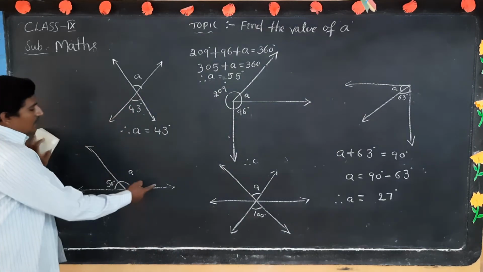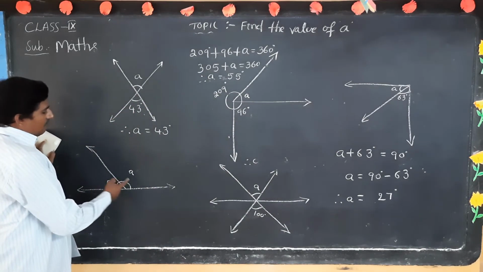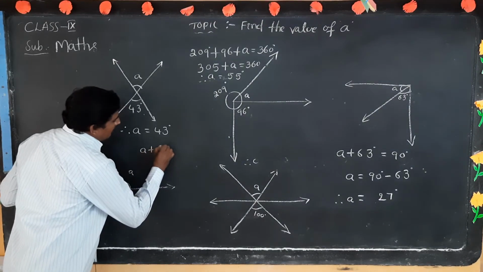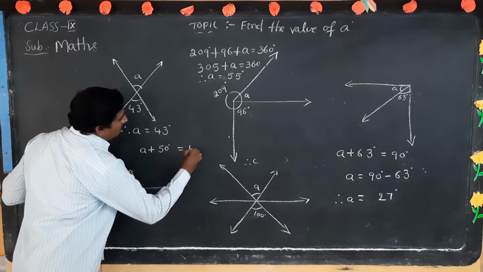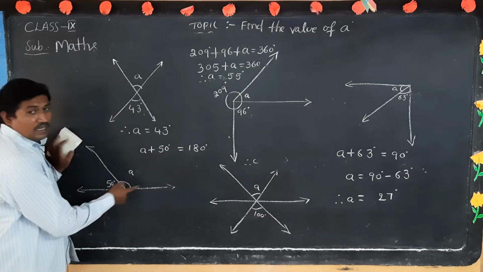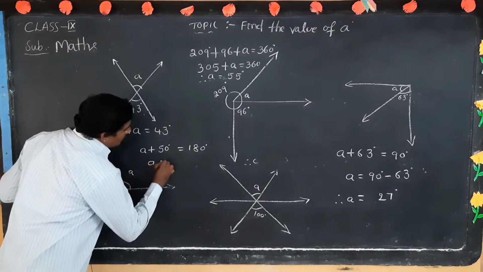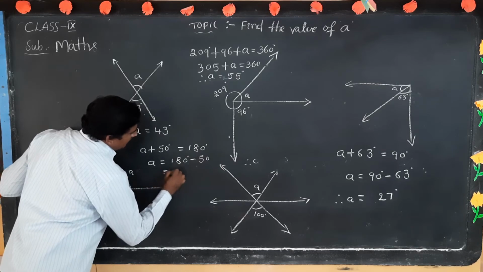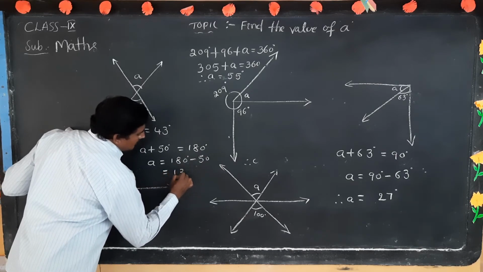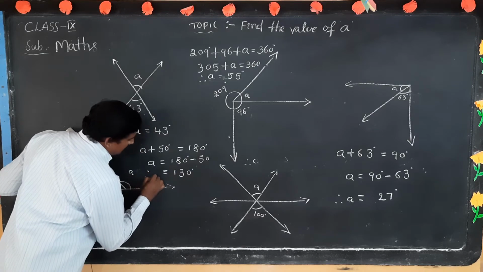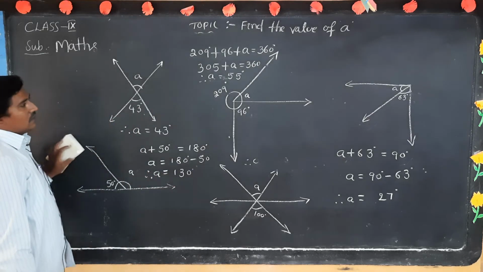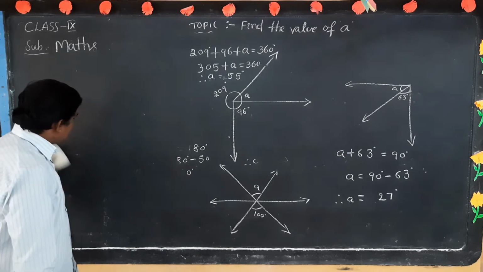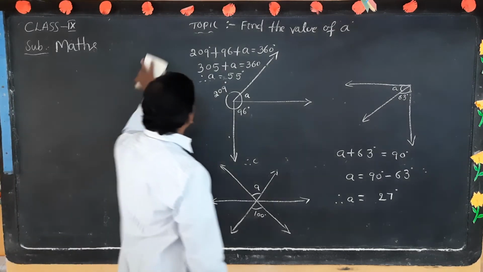Here see, these are a linear pair. Linear pair means A plus 50 degrees is equal to 180 degrees. Why? Because a straight angle is 180 degrees. Then A is equal to 180 minus 50, which is 130 degrees. Therefore A is equal to 130 degrees. These are all about finding the values of A.